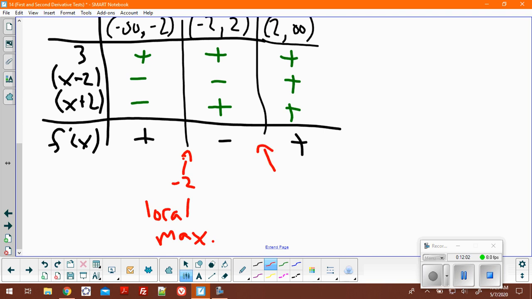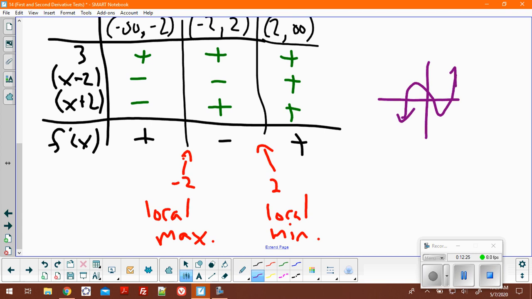For the other one, it was decreasing, now it's increasing. So that means that 2 is a local minimum. Again, as a rough sketch, if you think about what a cubic function can usually do, what this is suggesting is my function must look something like this. I have a max here and a minimum here.